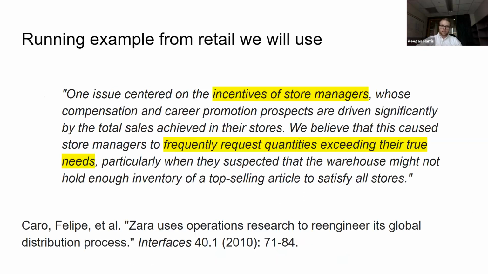And so one running example from retail we'll use is that of Zara. In particular, there's this paper which looks at redesigning distribution methods for Zara. And in particular, paraphrasing here, they said one issue they found was the incentives of store managers, who basically had an incentive, due to either compensation or promotion prospects, to over-request quantities of, say, shirts needed for their stores. And while this may be good to boost sales of their particular store, this could have a negative effect on the brand as a whole, if all managers do this.